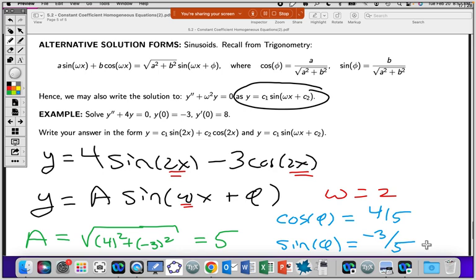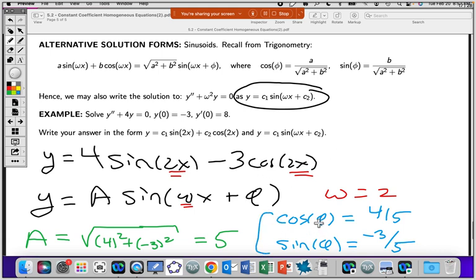All right? Now, are these friendly numbers? Like, do you recognize this off the unit circle? Is that like a pi over 4 or a pi over 3? The answer is no. There's no root 2's in there. There's no root 3's in there. We have no idea what these are. So I have to use the inverse trig functions. So the question is, which inverse trig function is going to help me figure out what phi is?